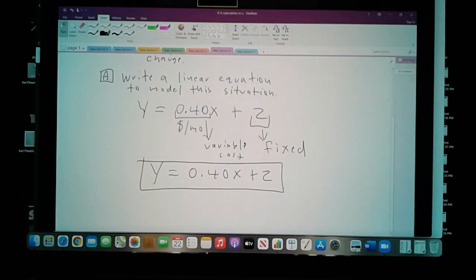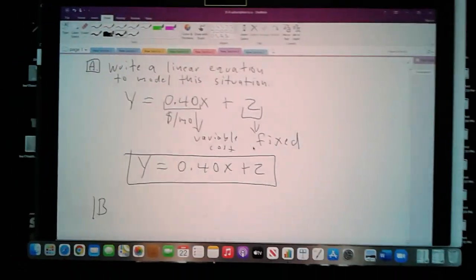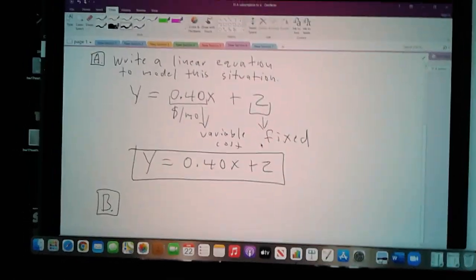Okay, so with the model, it helps us to make predictions about things. And that's why we do this in math. It helps us to make predictions about the future.